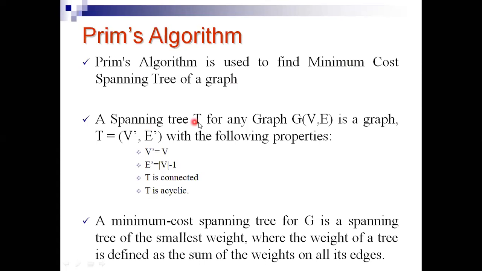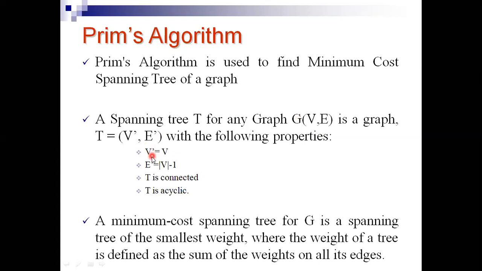A spanning tree T for any graph G, which has got V comma E. What is V comma E? V is a set of vertices, E is a set of edges, right? A spanning tree is again a graph, wherein we name it as T, the spanning tree, which is equal to V dash comma E dash with certain properties. What are the properties for a spanning tree? It also has vertices and edges. No harm. It is again a graph. Basically, I can tell the spanning tree is a subgraph of my original graph with certain properties.